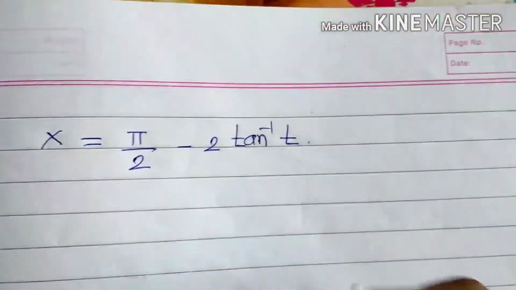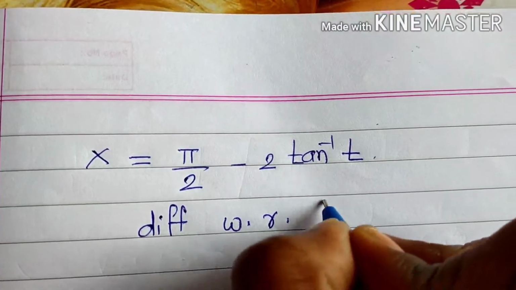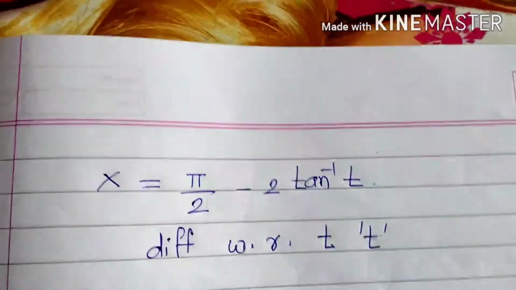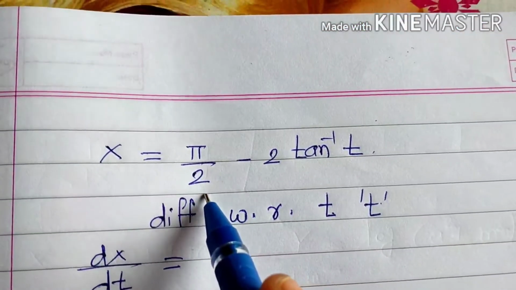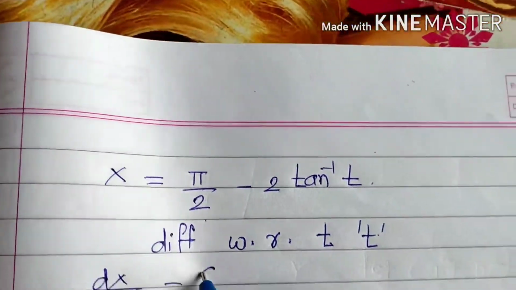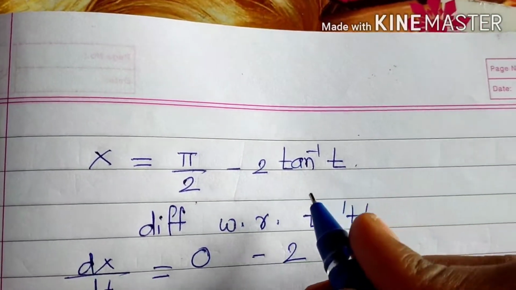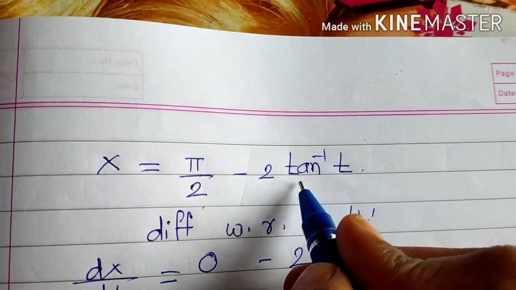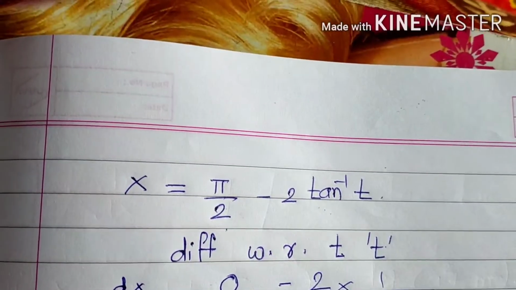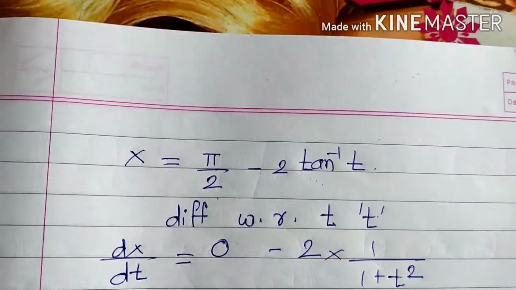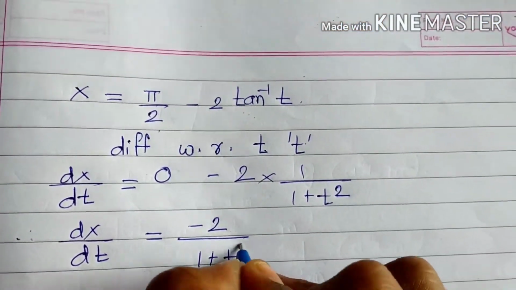Now differentiate with respect to t, because here t is the parameter. So dx upon dt is equal to, now here pi by 2 is constant and the derivative of a constant is 0. So write 0 minus 2. 2 is constant, so take it as it is, and the differentiation of tan inverse t is 1 upon 1 plus t square. Therefore dx upon dt is equal to minus 2 upon 1 plus t square.